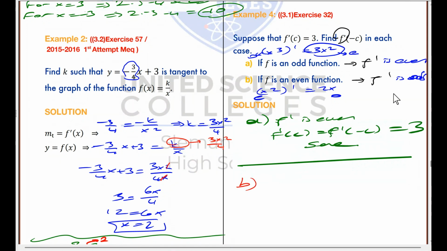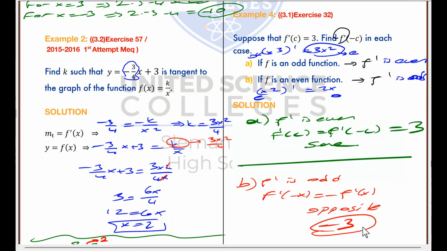If f is even, f prime is odd. So when f prime is odd, then what is the relation? F prime of negative x is equal to negative f prime of x. So you get the opposite result. F prime of c was 3. When you get the opposite result, your result becomes negative 3. Right? So that's the idea.